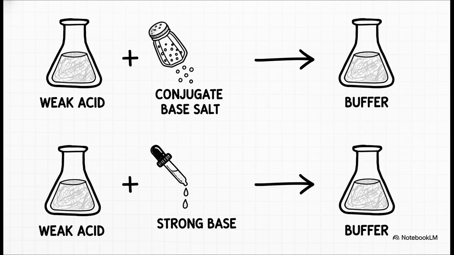And what's really cool is you can make these things in a few different ways. You can just straight up mix a weak acid with a salt of its conjugate base. Or, and this is exactly what we saw in that titration curve, you can just add enough strong base to a weak acid to create its conjugate partner right there in the solution. Either way, you get that perfect pH stabilizing team.